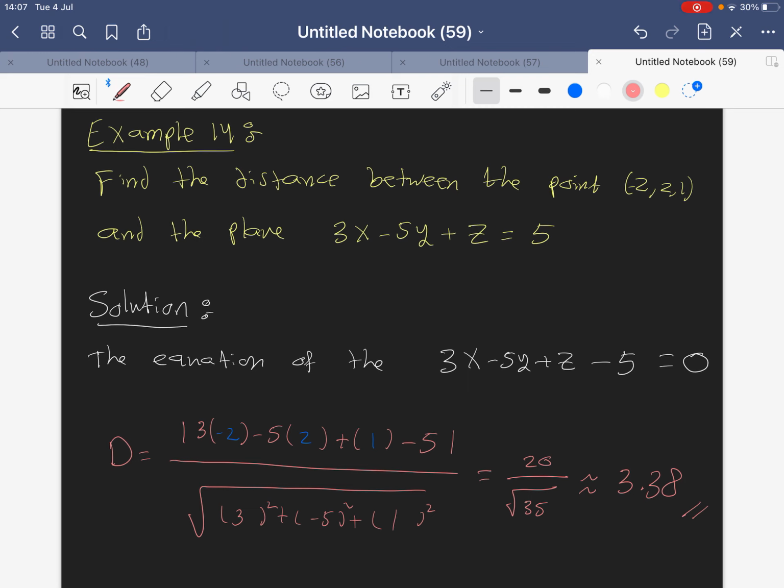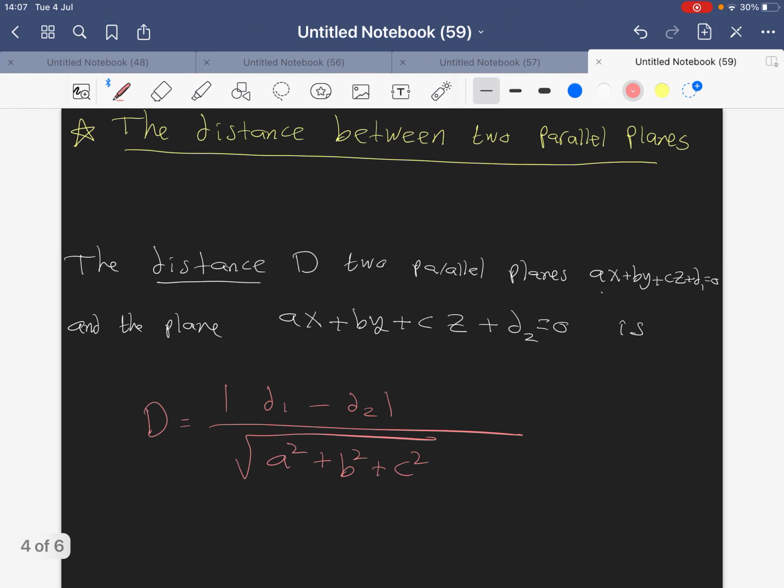So that's the formula to find the distance between a point and a plane. Next, we want to know what is the distance between two parallel planes. So you have two planes. They are parallel, they are not intersecting. The angle between them is 0 or 180. And I'm asking what is the distance from top to bottom, or for example, if they are on top of each other, what is this distance?